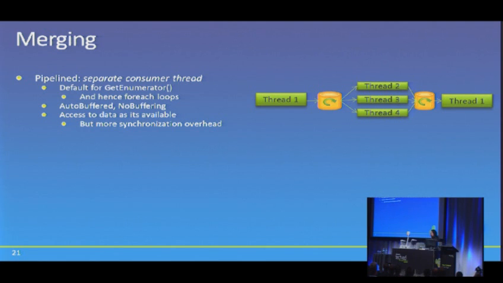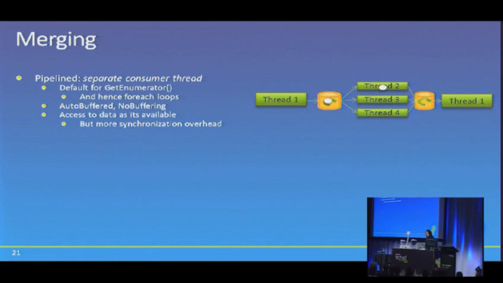The default, typically what you'll be doing, is foreaching over the result, using the foreach keyword, which comes down to GetEnumerator. And this allows PLINQ to use its pipelined model. The idea of pipelined is that each result becomes available as it's returned, as the task that's processing it makes it available. So you've got very low latency. You're able to pick things up very quickly, access the data as it's available.